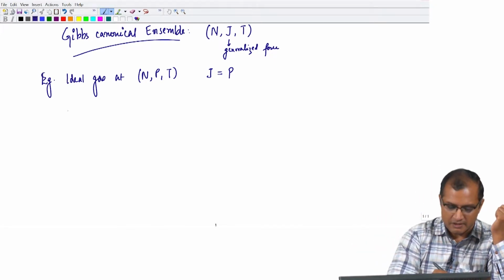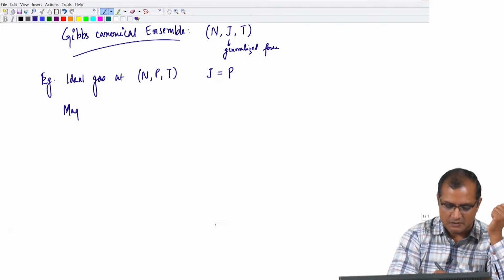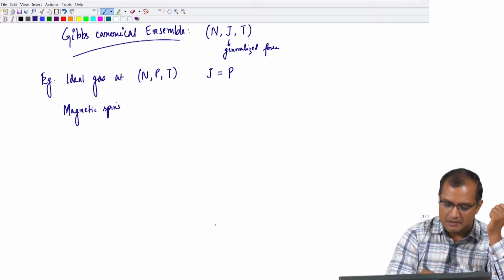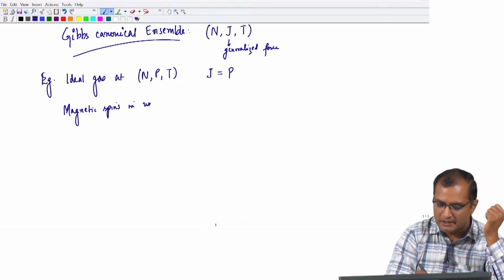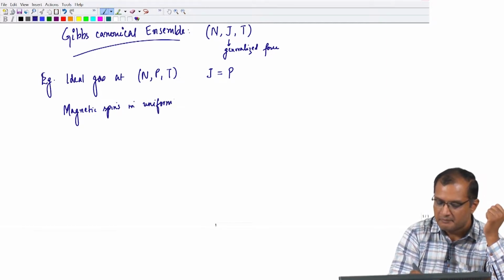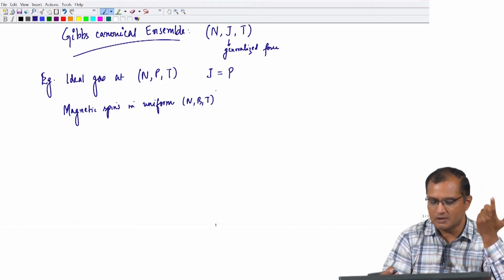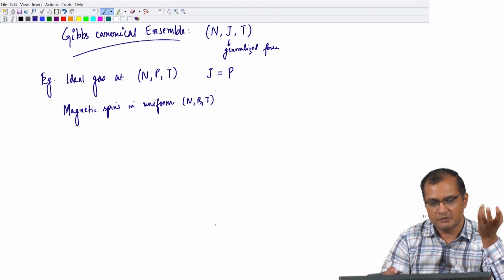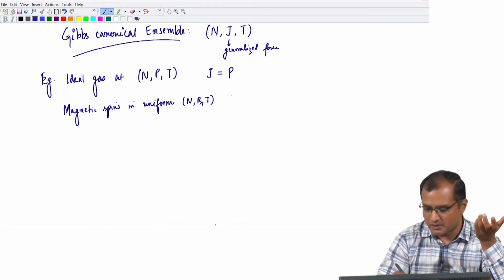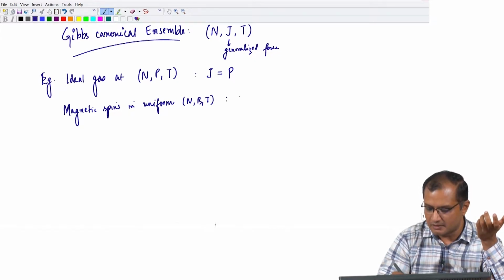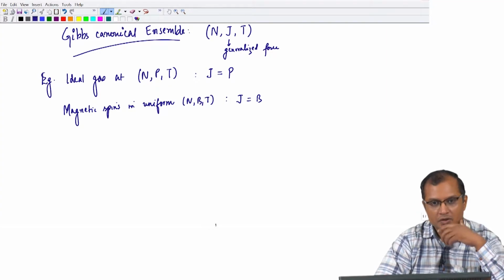You could also take magnetic systems in some uniform magnetic field. So, that would be N, B and T at some constant number of spins, magnetic field B and temperature T. So, in this case I have taken the generalized force to be magnetic field.